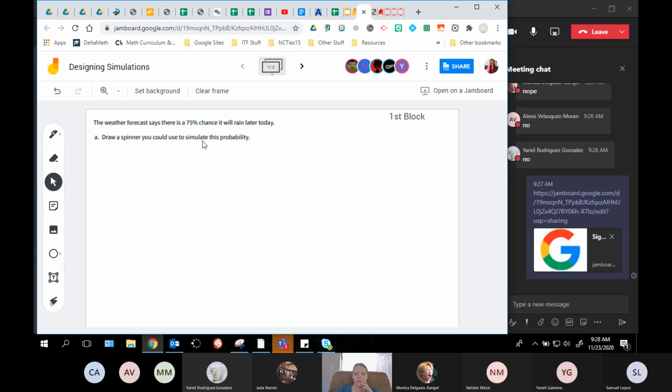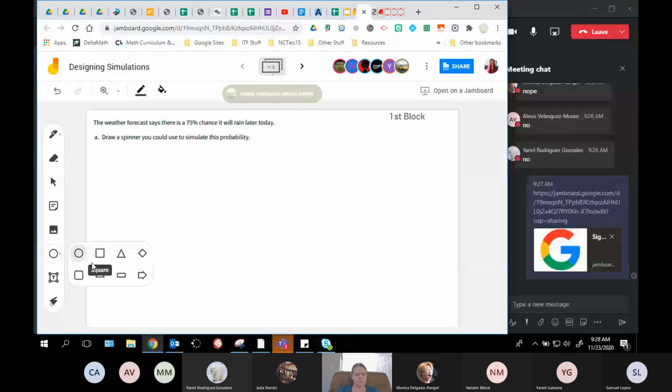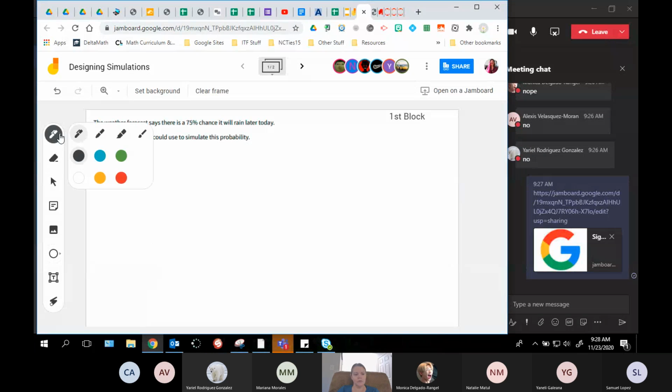All right, so we're going to be on this first slide here. And before we get to the question, I'm going to show you the tools that you're going to use. You are going to use the shape tool for this one, specifically the circle. You could even use the square if you wanted to, or the diamond for it. And then you are also going to use the pen tool. You can use the pen, the marker, the highlighter. You can change your colors. You can use the paintbrush, whichever one you choose.